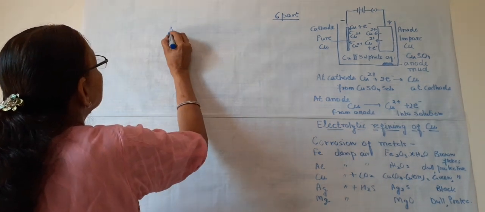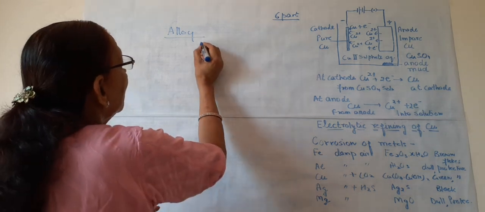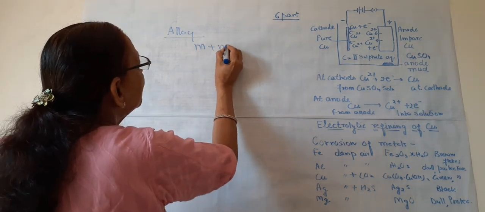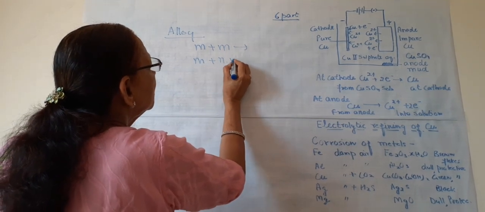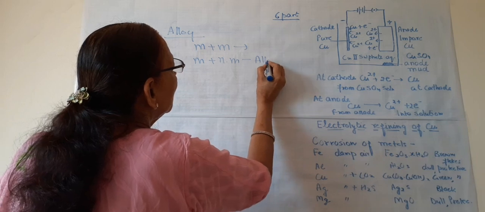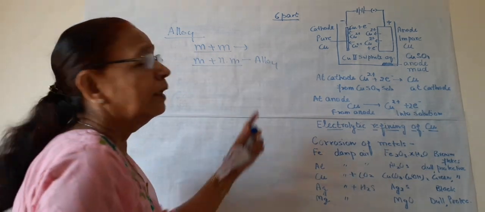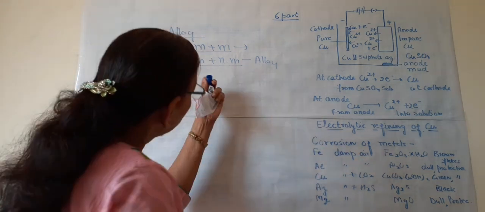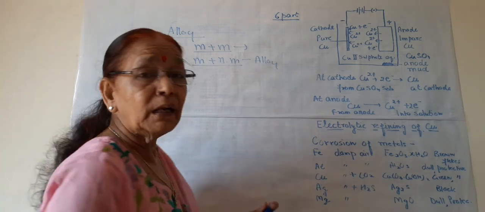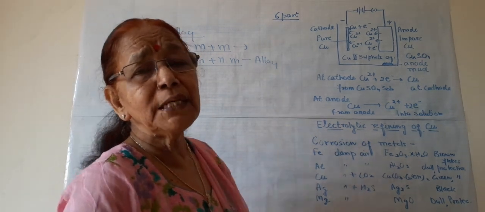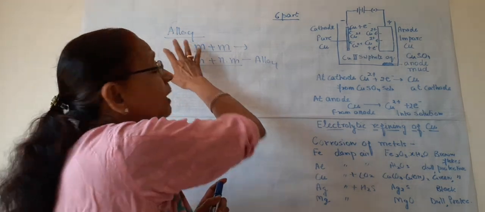What is alloy? Alloy may be metal plus metal, it will form an alloy, or metal plus non-metal, it may form an alloy, and the number may be more than 2. Why do we form these alloys? Because they change the property of the metal.